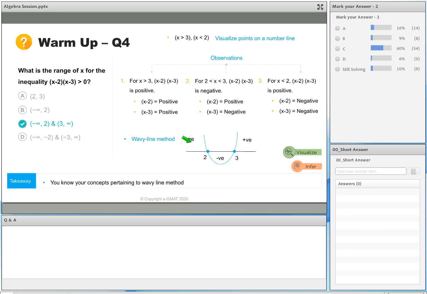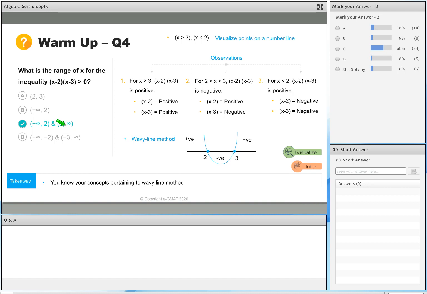Whenever you're above the number line, the expression is positive. Whenever you're below the number line, your expression is negative. End of story. Now what did you want? You wanted it to be positive. So just look at your number line. Where is it positive? It's positive here on the right of 3 and positive here on the left of 2, which is precisely what you got from the previous method, that it is either on the left of 2, negative infinity to 2, or it's on the right of 3, 3 to infinity.